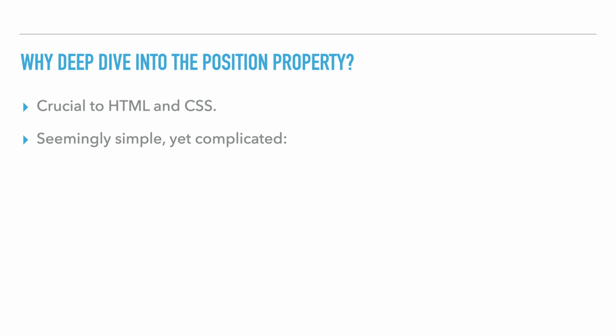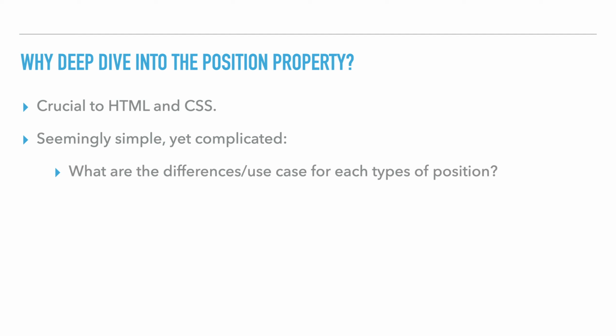Whether you are a junior developer or a veteran in front-end development, I think everyone will still run into problems with the position property from time to time. One of the things that makes it tricky is that it may not be so clear what the actual differences between each of the position types are.